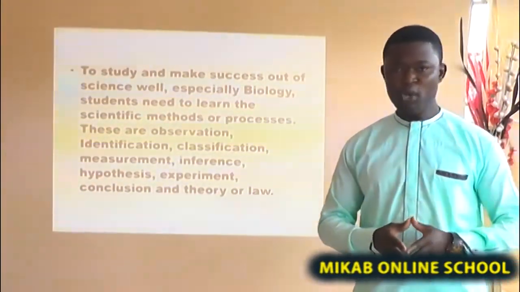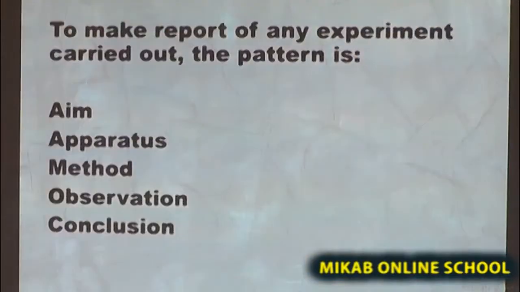Now, we want to take a look at how we make reports whenever we make an experiment. Good. To make a report of any experiment carried out, the pattern we follow is as follows. As a student of biology, whenever you are carrying out an experiment and you want to make a report about the experiment, you have to follow this pattern. The first thing is for you to write the aim of the experiment.